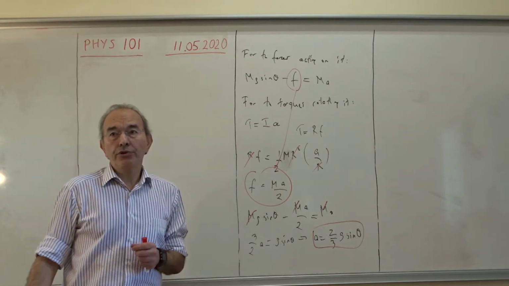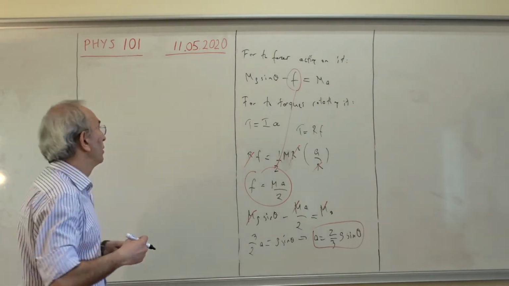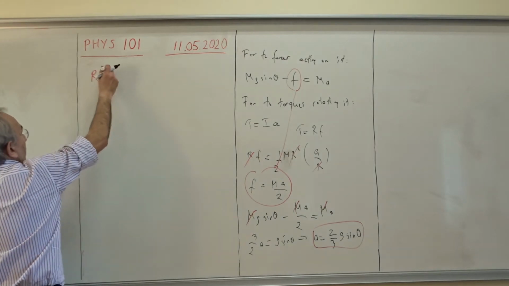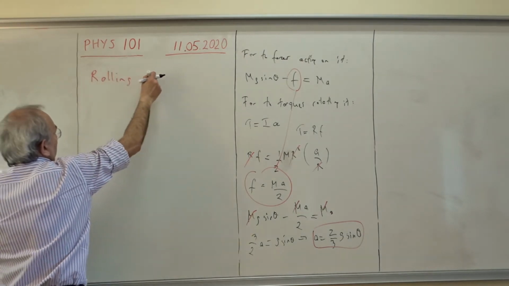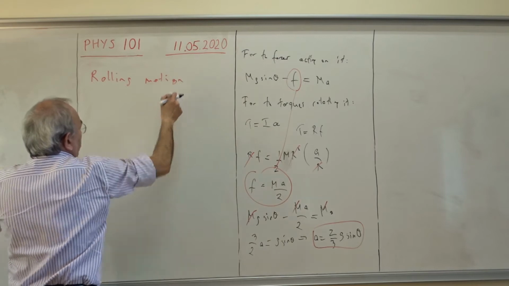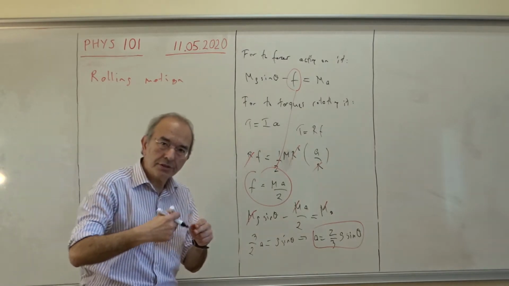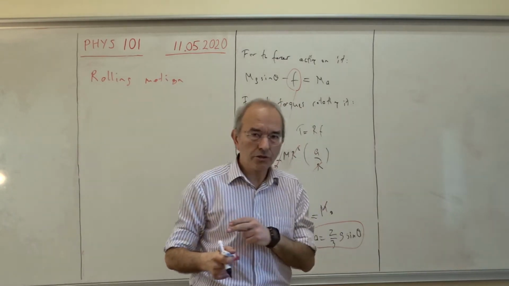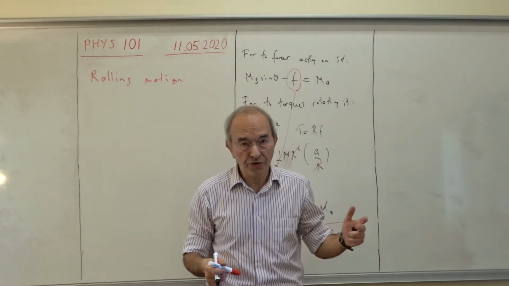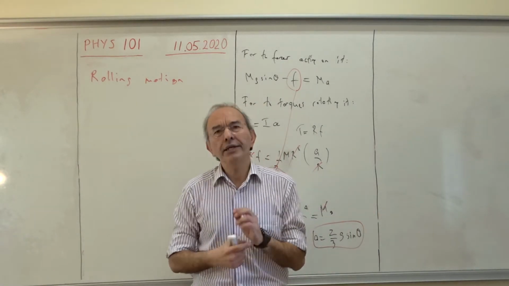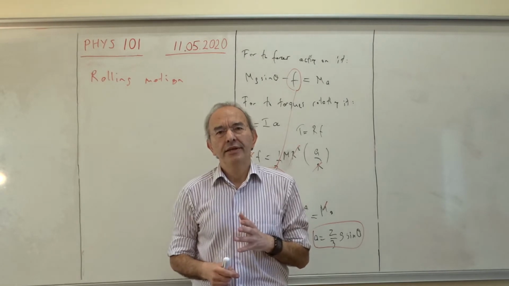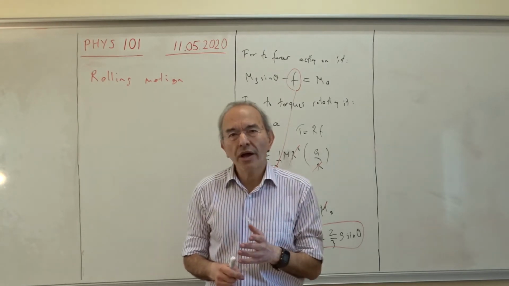Now, another important thing is the rolling motion. Rolling motion is something that, on the one hand, is turning, and on the other hand, is moving. At the beginning of the chapter, remember we said that the rotations were around a fixed axis.